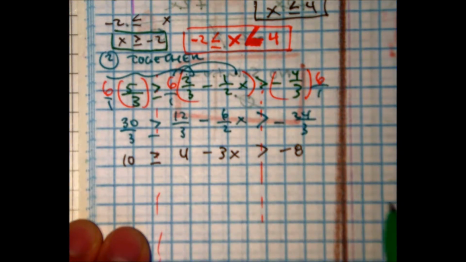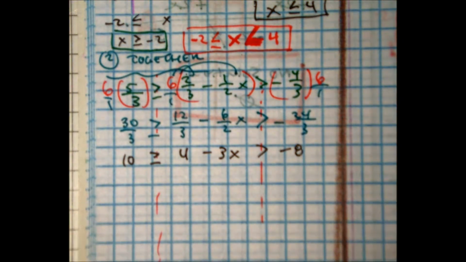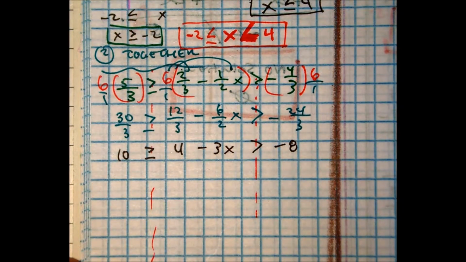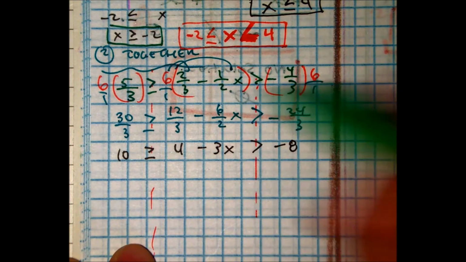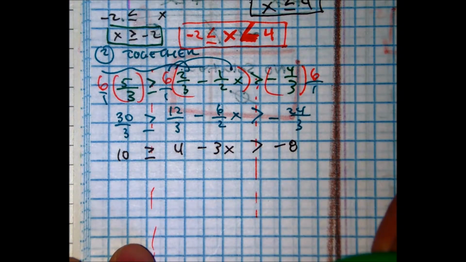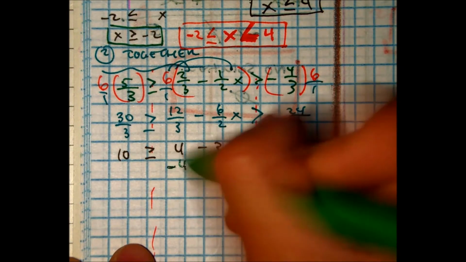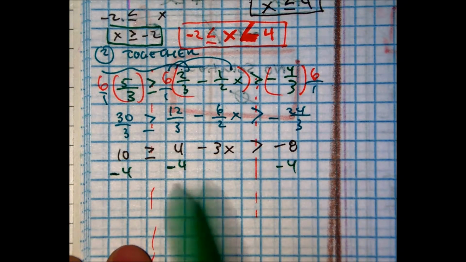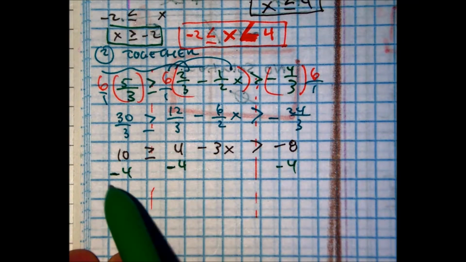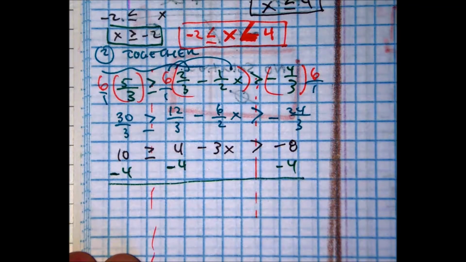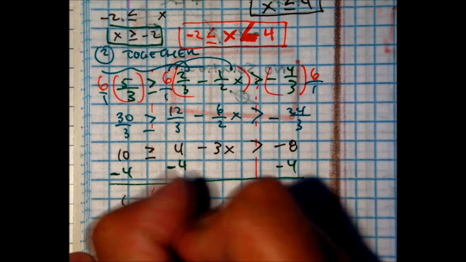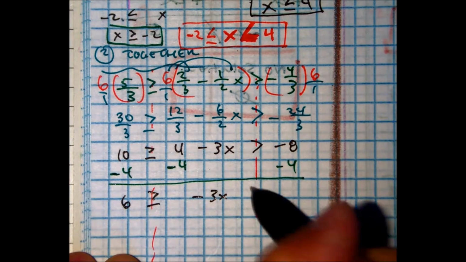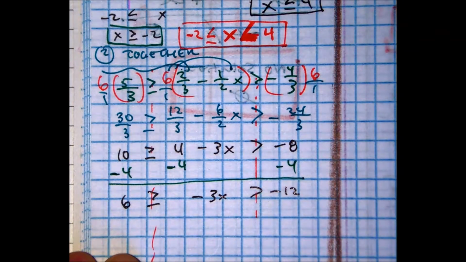What do we do next? We're trying to get x by itself, right? Subtract. Did you notice that? Instead of subtracting on both sides, it's all of the sides. What are we left with? 6 greater than or equal to negative 3x greater than negative 12.